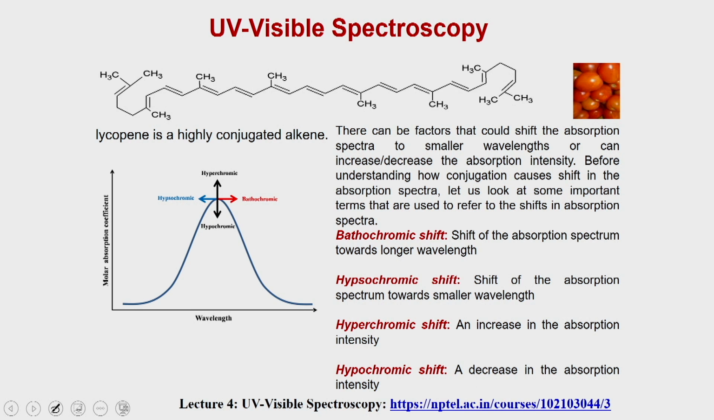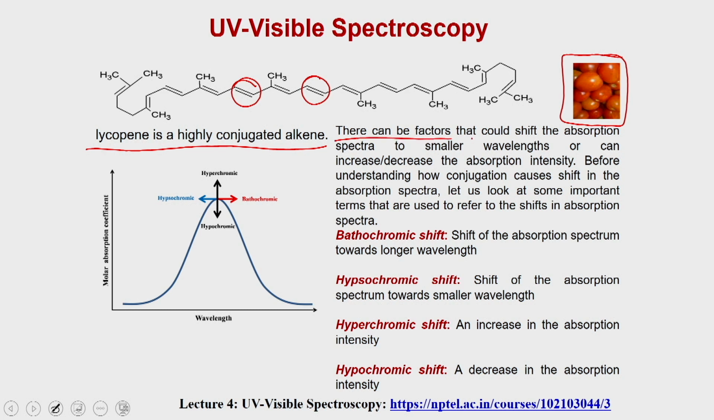Let us take an example. This is a simple example of lycopene, which is a highly conjugated alkene. What you see is a double bond conjugated molecule, and lycopene is the natural product present in tomato for its red color. Because of this highly conjugated alkene-like structure, it can have different factors.